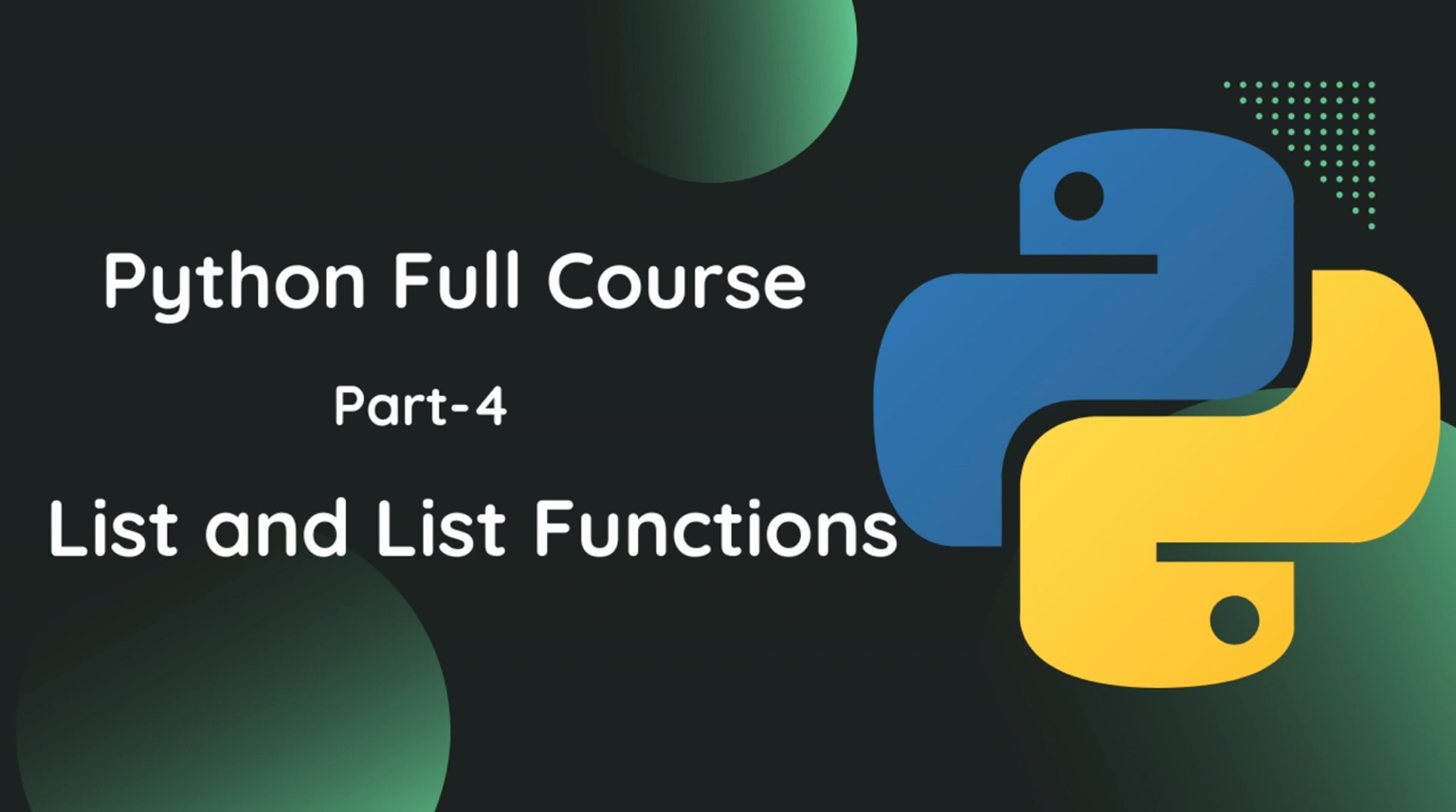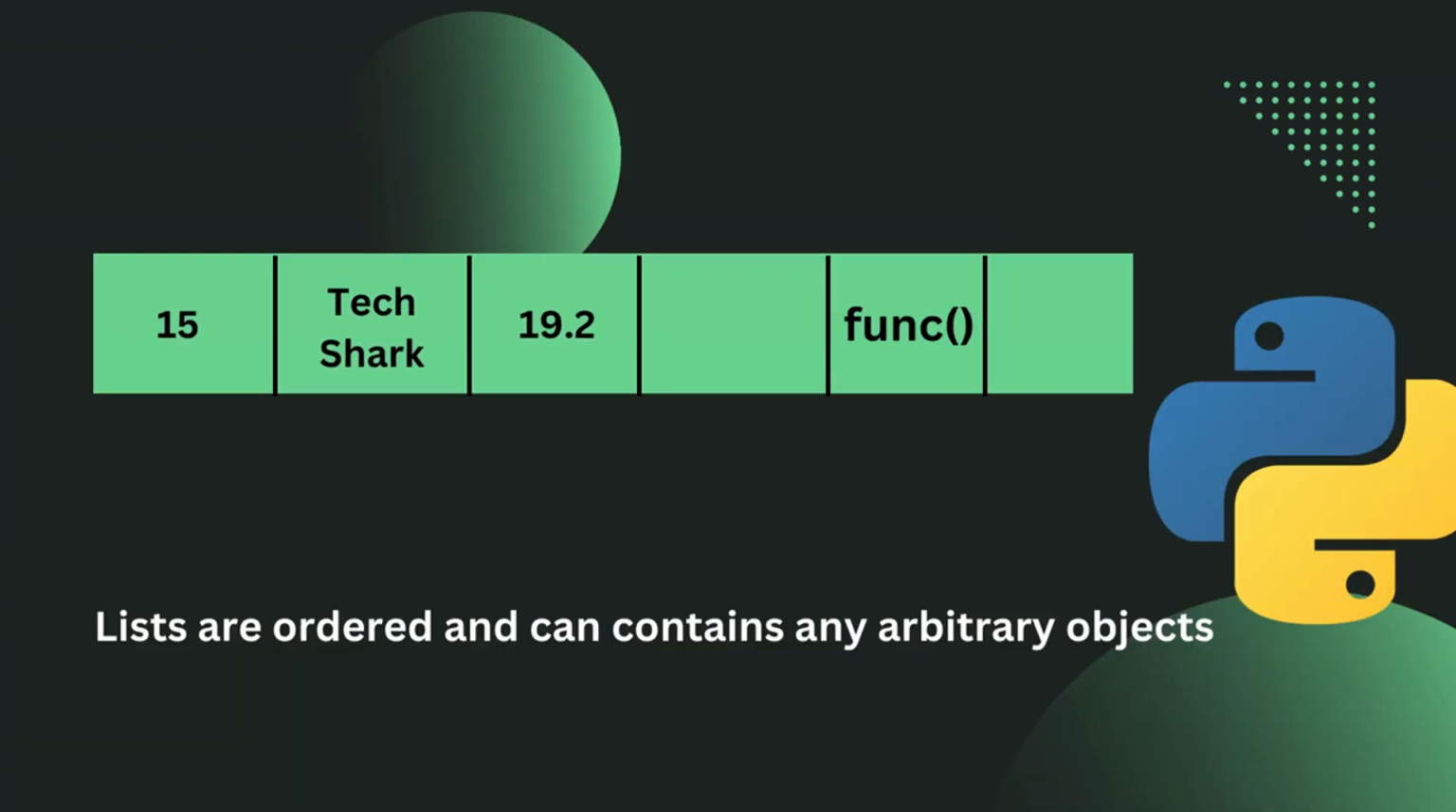In this part, we will be focusing on the list basics and some common list functions. So first we will see some basic characteristics of the list. So let's get started. The very first important characteristic is that lists are ordered and contain any arbitrary object.